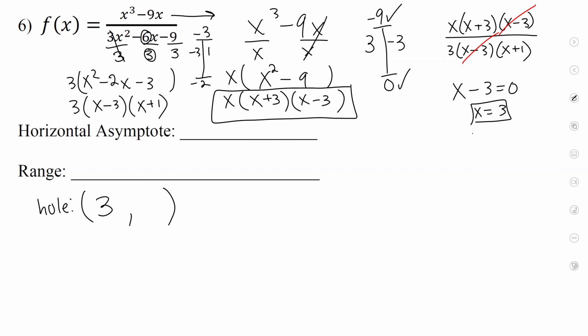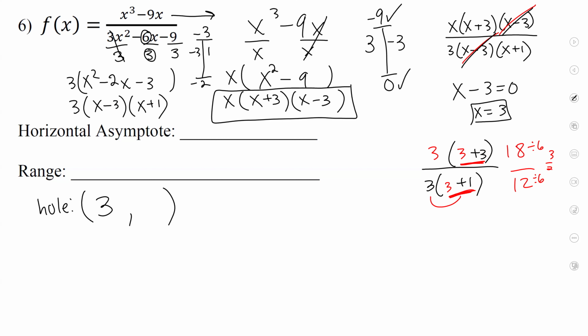Now let's plug it in to see what the y value is. I'm just going to write what's left over. So I have on the top this, and in the denominator, I have this. So we're going to plug in a 3. Erase these x's. We'll put a 3 in there. Okay, what's 3 plus 3? Times 3? 18. Thank you, David. 3 plus 1? 4 times 3? 12. Divide top and bottom by 6. We need to simplify. You'll get 3 halves. So that is your y value of the hole.